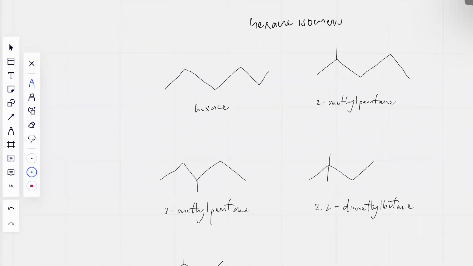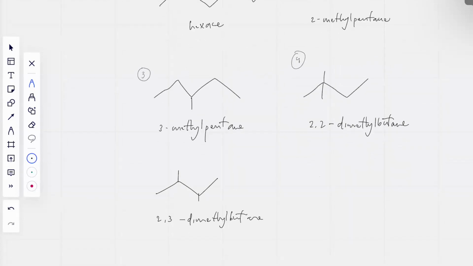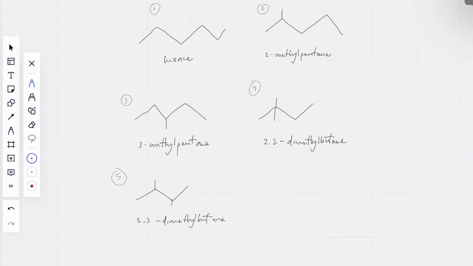Okay, hexane. Yeah, right. There's number 1, 2-methyl, 3-methyl, 2,2-dimethylbutane, and 2,3-dimethylbutane. Very good. Yeah, right. Any chiral carbon?